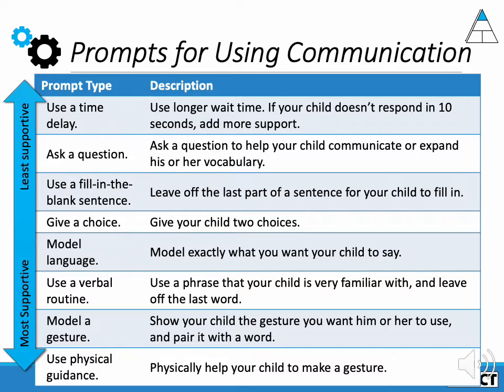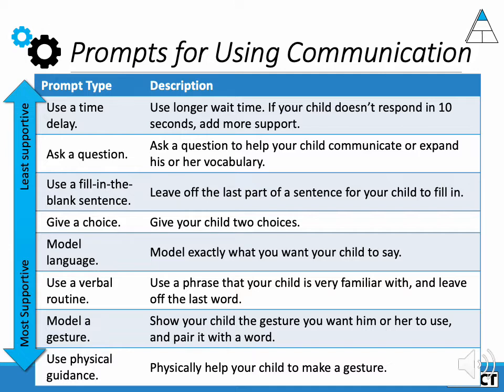Next, we have model a gesture. Demonstrate the gesture you want your child to use. Pair it with a spoken word so that your child has a chance to learn the word as well. For example, when your child wants to leave an area, model waving, say bye-bye, and wait for your child to imitate you. Or point to a toy your child wants, label it, and wait for your child to imitate the point. If your child does not imitate the gesture, use physical guidance to help him or her use the gesture.